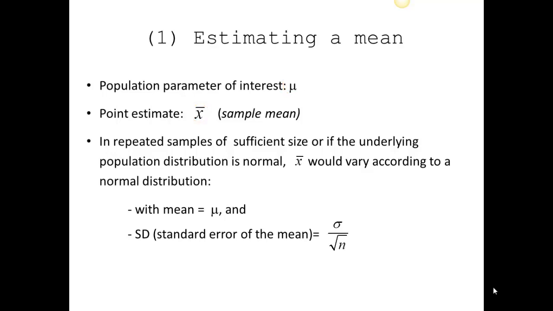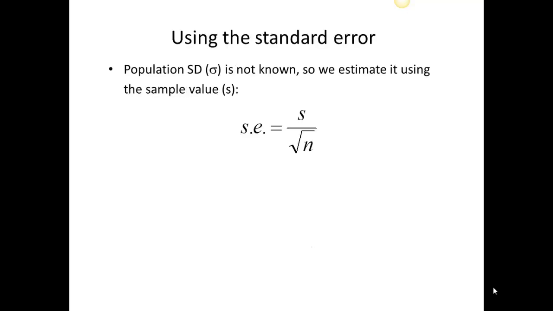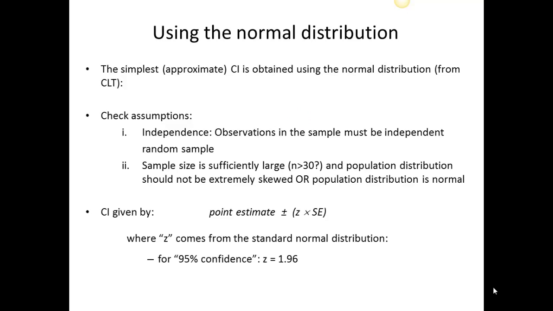We know that in repeated samples of sufficient size, as long as the distribution is not too skewed, then the sample mean will follow a normal distribution with a mean equal to the population mean and a standard deviation or standard error equal to the population standard deviation divided by the square root of the sample size. And because we don't know the population standard deviation, we estimate it using the sample standard deviation. So we can then use the normal approximation to estimate the confidence intervals for our point estimate.